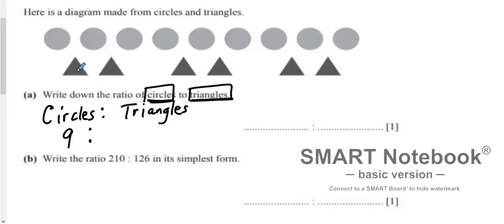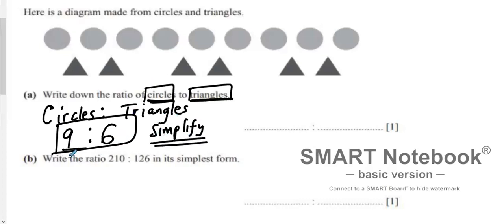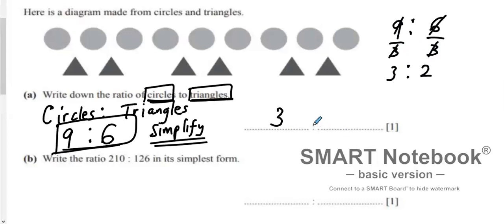So how many triangles are there? We have 1, 2, 3, 4, 5, 6. So we have 9 ratio 6. Now, 9 ratio 6 is not your final answer. You have to simplify this ratio to the lowest term. Think of a number which divides both 9 and 6. That number is 3. So divide by 3. This goes by 3, and this goes by 2. So the answer is 3 ratio 2.